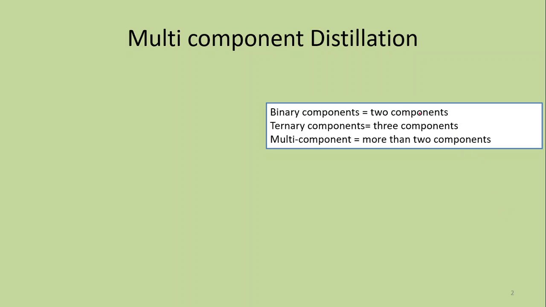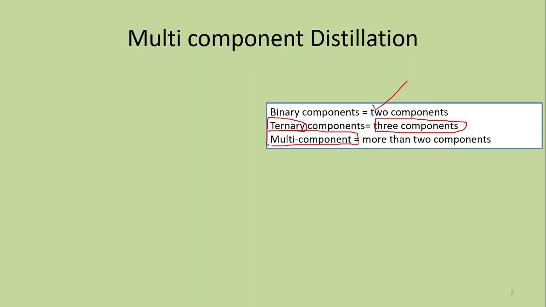Binary component means when there are two components in the feed, that is called the binary component. Ternary component, there is a new term, ternary component. It means that there are three components in the feed for the distillation. But if there are more than two components, 3, 4, 5, 6, they all come in one simple group. That group name is multi-component.